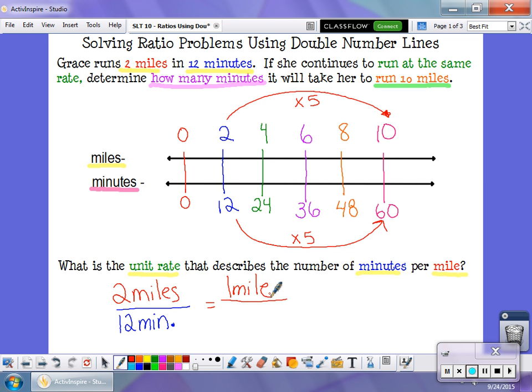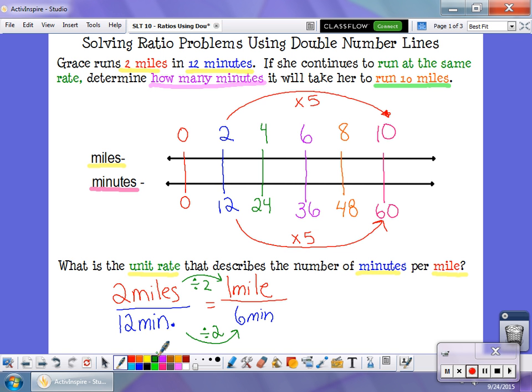So 1 mile is like having half the distance. So I'm going to divide this by 2. And if it's half the distance, it's going to take half the time. So I can divide my denominator by 2. And instead of it being 2 miles in 12 minutes, it'll end up being 1 mile in 6 minutes.